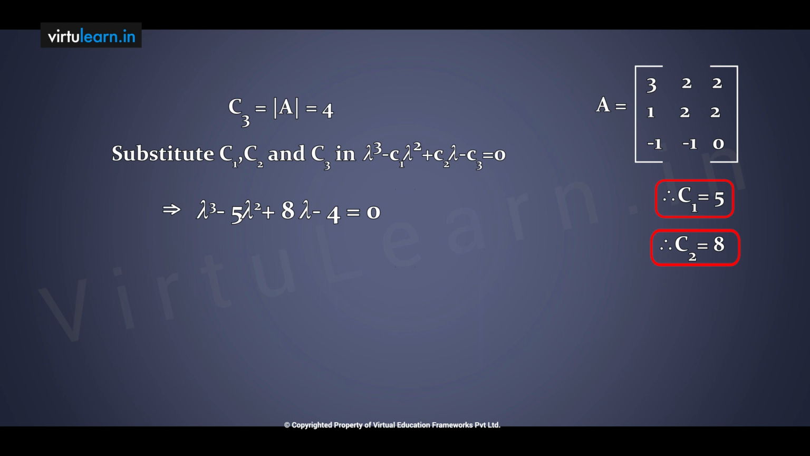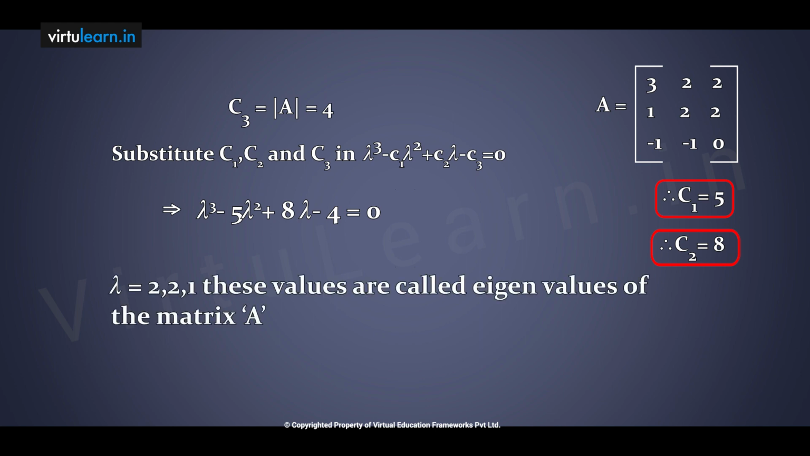Now you enter this cubic equation in the scientific calculator. From that calculator, lambda equals 2, 2, 1. These values are the eigenvalues of the matrix A. Now you observe one thing. In the last problem, problem 1, I got 0, 3, 15 as different eigenvalues. Now here lambda equals 2, 2, 1, repeated eigenvalues. For repeated eigenvalues, you follow the echelon form method to find the eigenvector.